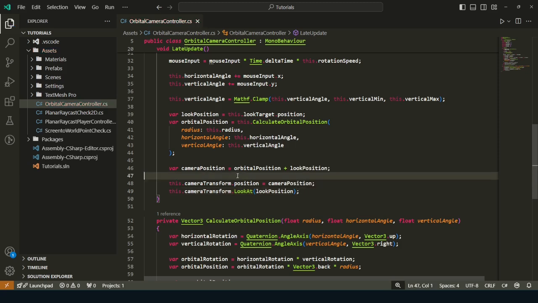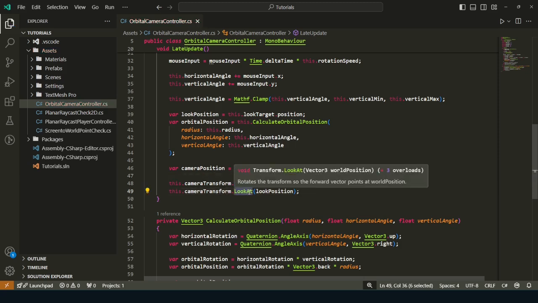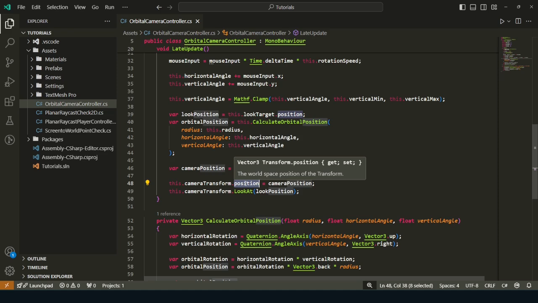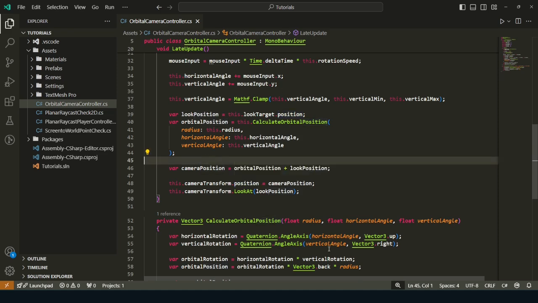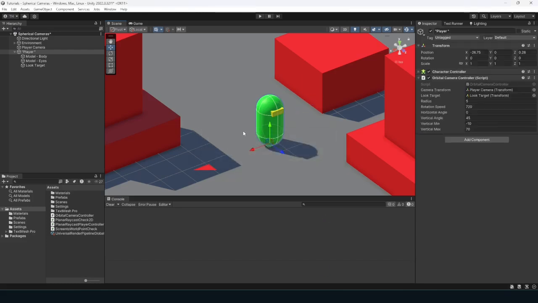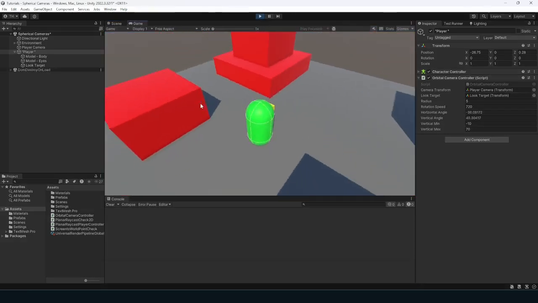The order here does matter. LookAt is basically saying where in the world do I need to look to stare at this target? What rotation do I need from where I currently am to where I'm trying to look? If you do LookAt and then assign position, you're using the wrong position to calculate the look vector. So be sure if you're doing LookAt, you've already established some sort of camera position to use. Just a minor note there. Okay, and if we go back here, this should work. Yeah, there we go.